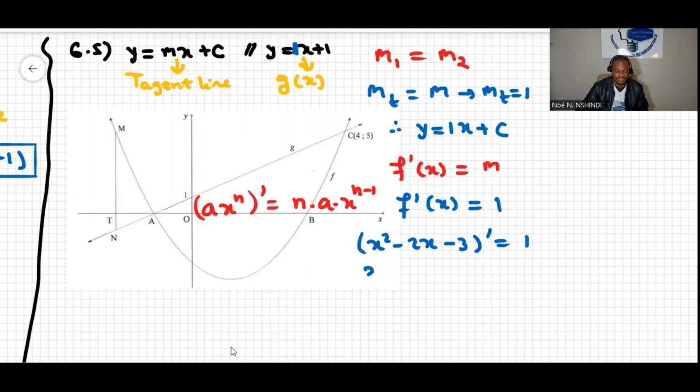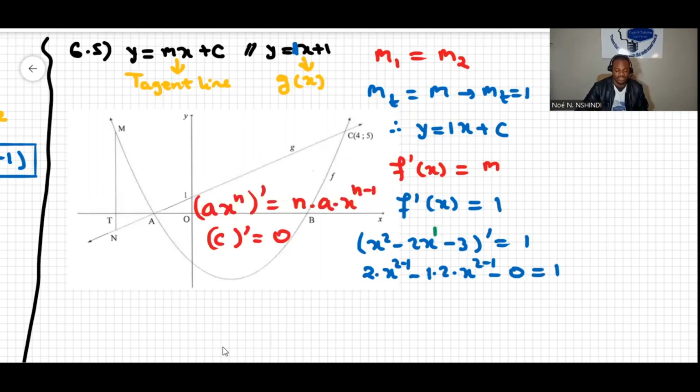So this will be 2 times x to the power of 2 minus 1, minus, remember, if you don't see any exponents on the x, understand it's 1. So this will be 1 times 2 times x to the power of 2 minus 1, and then the derivative of any constant, no matter how small or big, is just equal to 0. So the derivative of -3 is just 0. This must be equal to the gradient 1.